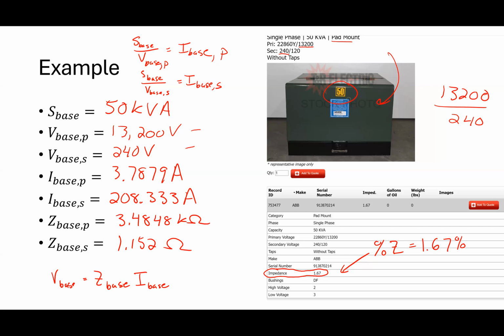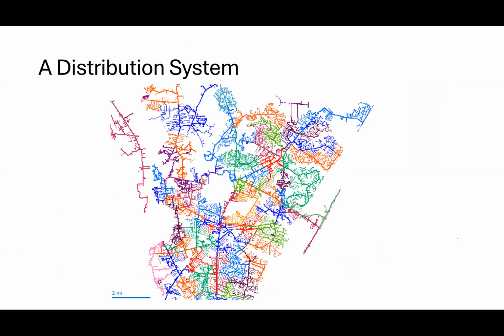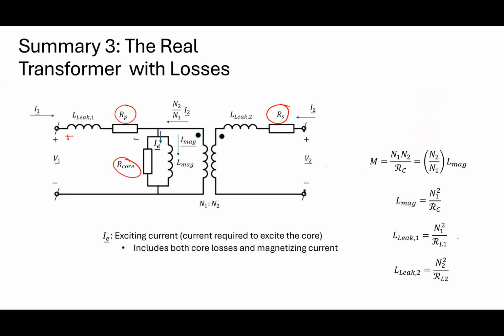All right. So once the transformer is under load, we've talked about this before. Well, let's talk about the percent Z a little bit more. Here's what the transformer model looks like, right?